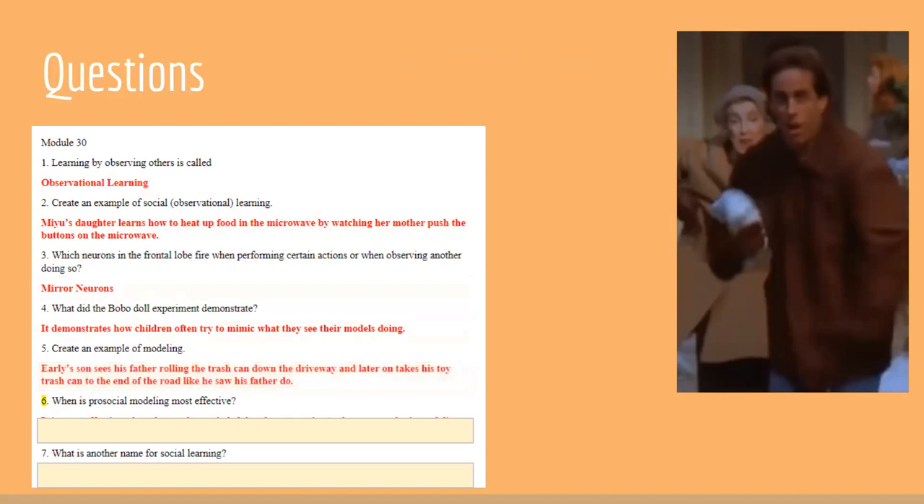A son sees his father rolling the trash can down the driveway and later takes his toy trash can to the end of the road like he saw his father do. When is pro-social modeling effective? It is most effective when the results are helpful and constructive to the person that is modeling the behavior. The actions and words must also be consistent. So we got to know consistency is key for any type of learning.